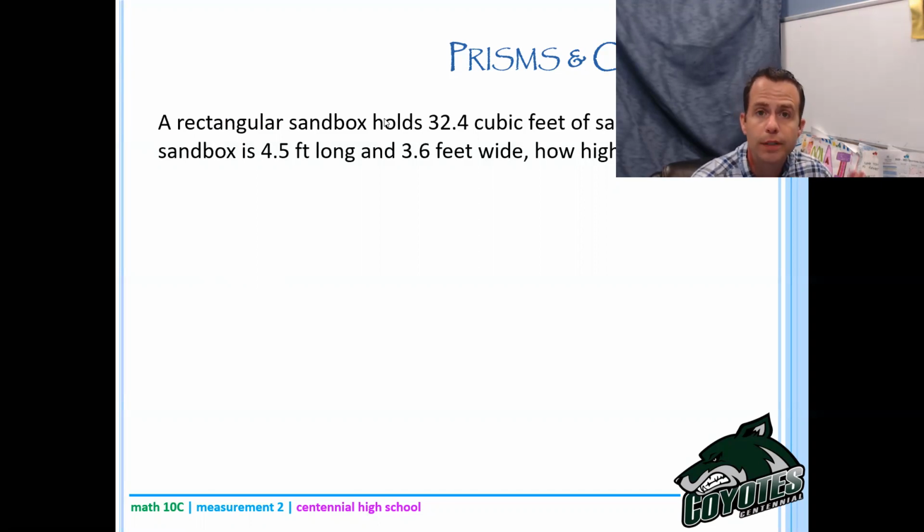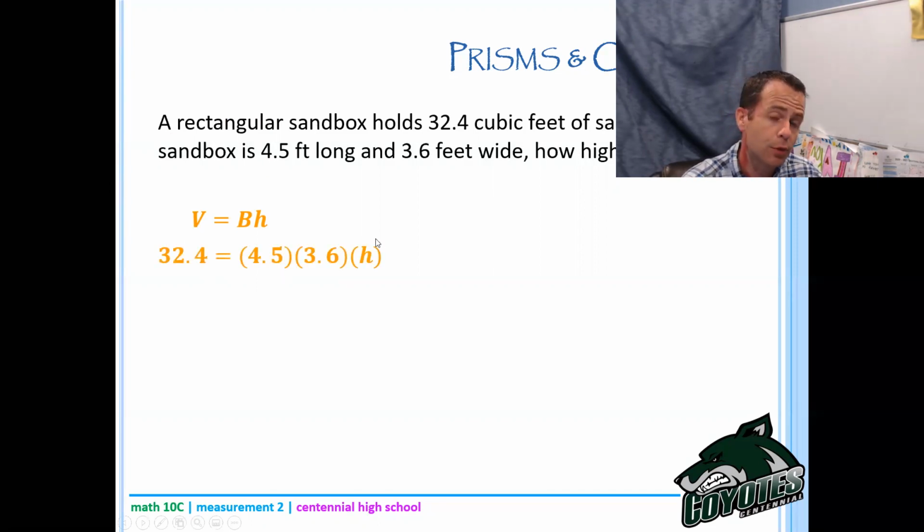So again, always start with the formula you're using, then plug in the things you know. The formula we're using is volume is the base area times the height. I know the volume is 32.4, so I'm going to replace my V with 32.4. And I know the area of the base is 4.5 by 3.6, but I don't know the height.